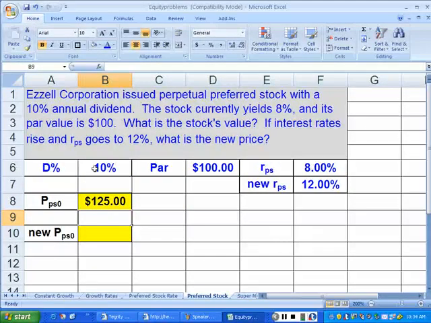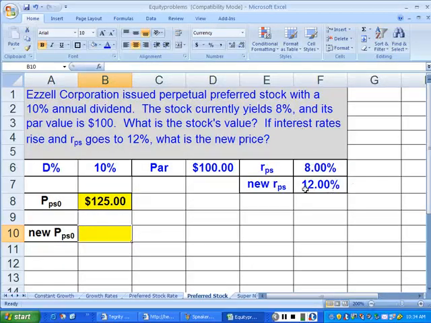So in other words, if the rate at which dividends are being paid is above the current yield, then we're going to see a price above par. If the required yield is above the coupon rate, or the dividend percentage, then we're going to see a price below par. And that's what's happening with the new price of preferred stock.